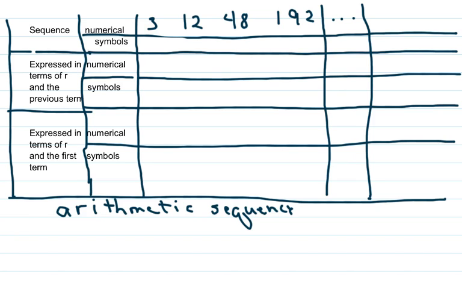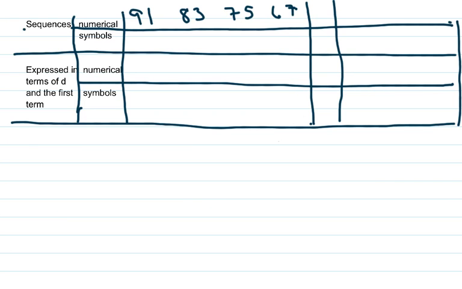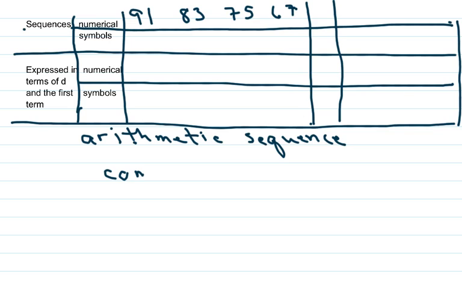We have 3, 12, 49, and 192. Wait, is this arithmetic? No, we're on the wrong page. Okay, this is called arithmetic sequence. Arithmetic sequence means it has a common difference.